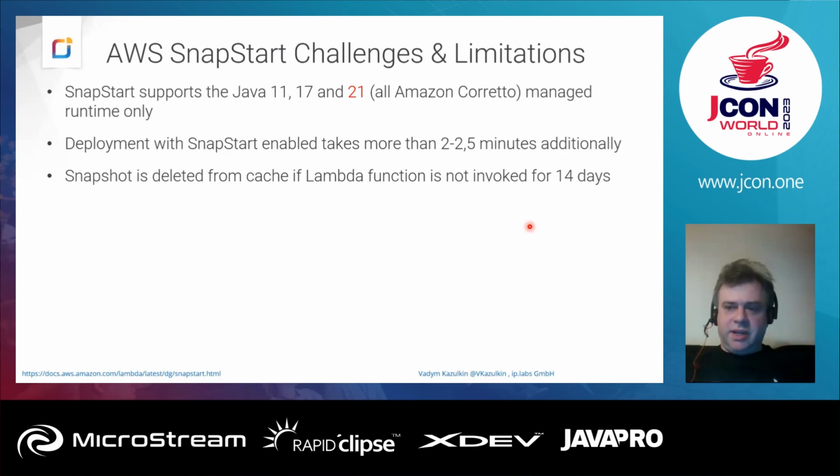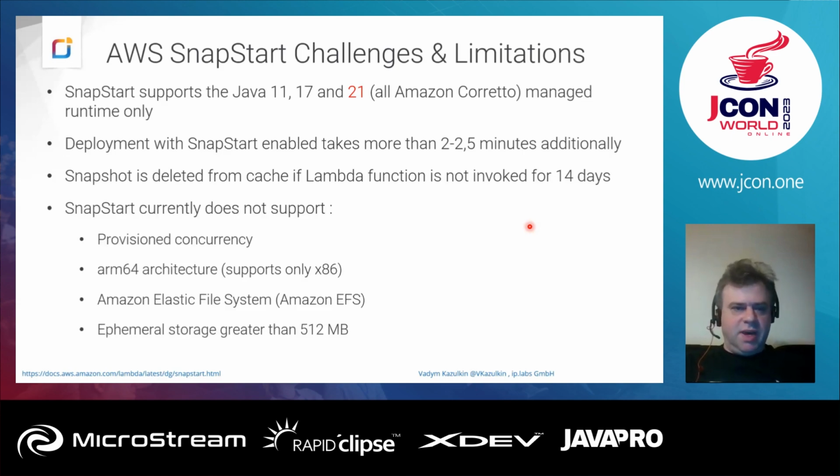It's additional time, but in case you build a GraalVM native image, it will also take you between seconds and minutes, depending on what you are doing. There is some caveat: the snapshot will be deleted after 2 weeks if you don't invoke the Lambda function. If you have that pattern with occasional calling, SnapStart is probably not a very good solution, or you need to build some scheduler to do that.